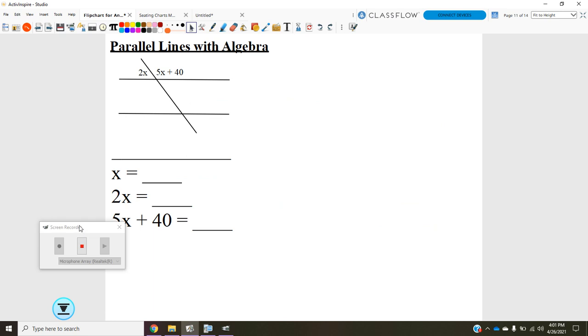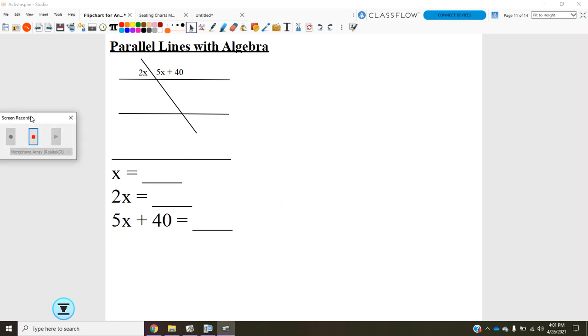If we have a set of parallel lines that are cut by a transversal, there's two different ways we can set up an equation. First, I notice that the angle that's labeled with a 2 and an x is acute. But the angle that's labeled 5x plus 40 is obtuse. So because they are not the same kinds of angles, one's acute, one's obtuse, one's small, one's large, then I know that they are not the same angle.